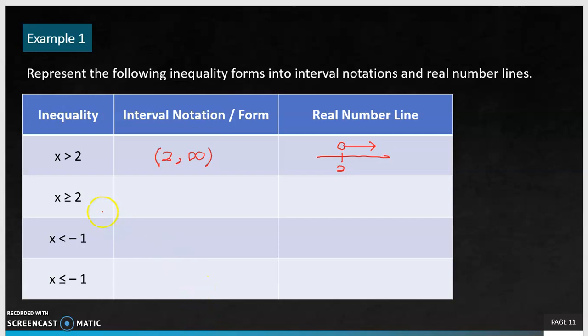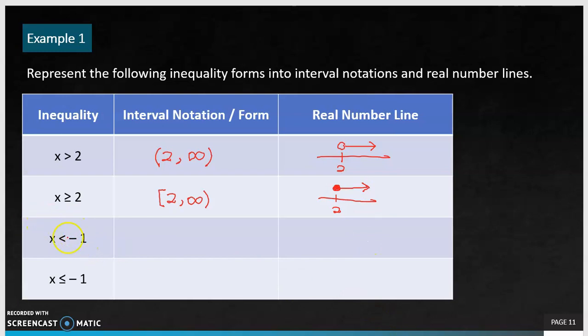Let's look at the second example. It's the same value, but now it is included. You can see the difference. For included, we use a square bracket. So this is x greater than or equal to 2, included 2, from 2 until positive infinity. In the real number line, the same value, the same line. The only difference is that 2 is included, so this is a dot, pointed to the right.